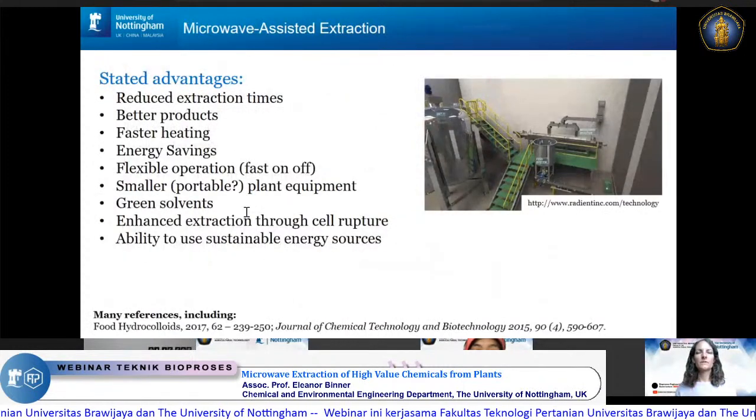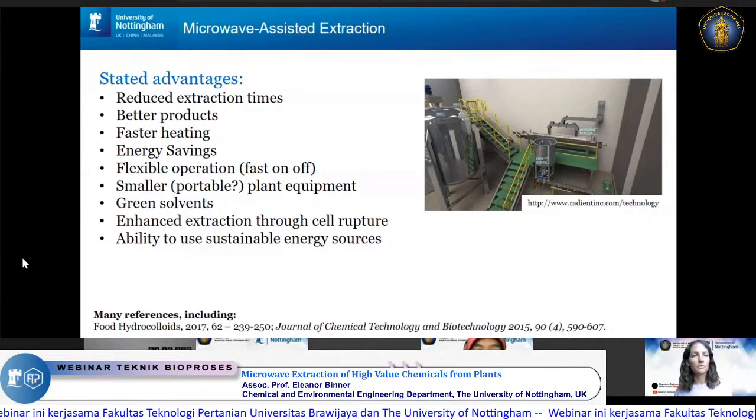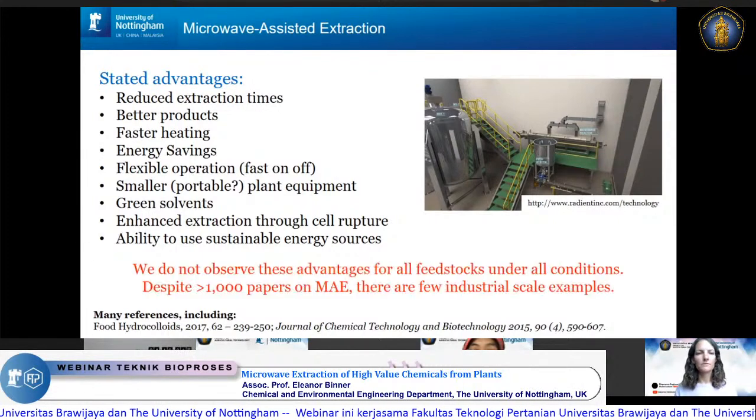Now, applying this to microwave assisted extraction, which is what you're all interested in, there are over 1,000 papers on this in the last decade or so. Many, many papers say that it gives you reduced extraction times, better products, faster heating, energy savings, all of the things that I've explained, flexible operation, smaller. A lot of them say you can use green solvents. A lot of them say you can use less solvent, enhanced extraction through cell rupture, and obviously, as I've said, the ability to use sustainable energy resources.